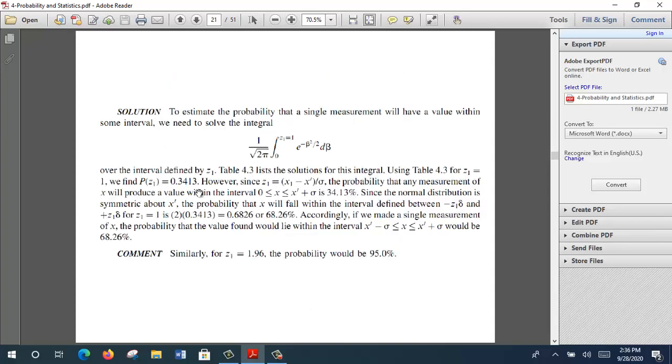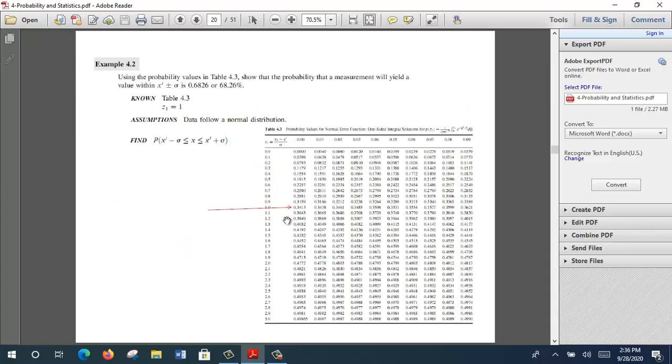So now, the solution to estimate the probability that a single measurement will have a value within the interval. We have the interval before this, right? So we need to solve the integral from here. So this is the normal equation that you need to involve. Okay, so in table 4.3 for z1 equal to 1, we find that Pz1 is 0.3413. See from here.